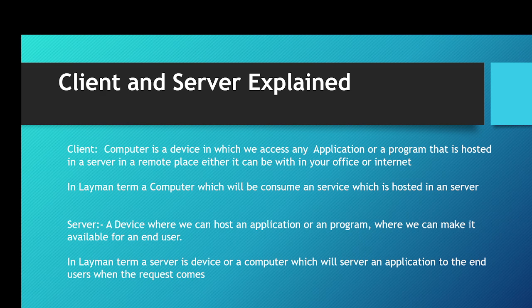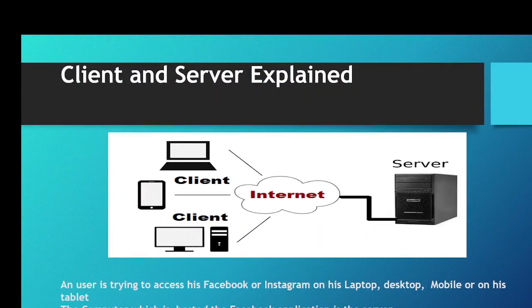If you are not going to the hotel, some other client will go and consume. You are not the only person who goes to the hotel, right? Multiple clients will go, take their services, have their food or coffee, whatever it is, and they'll go off. Correct? That's the client and the server explained in layman's terms. Okay, and how is the connectivity there?